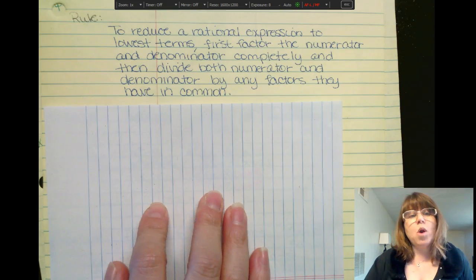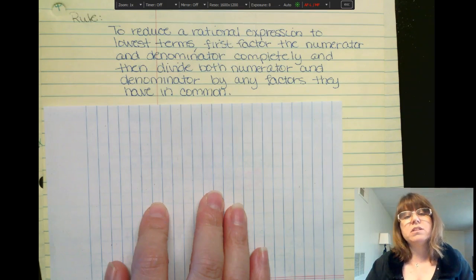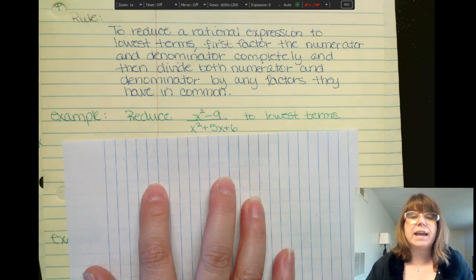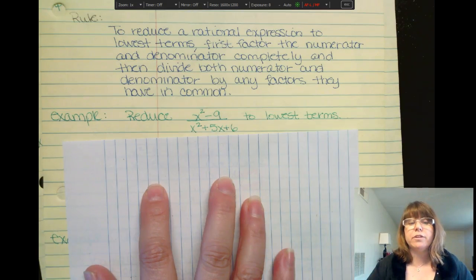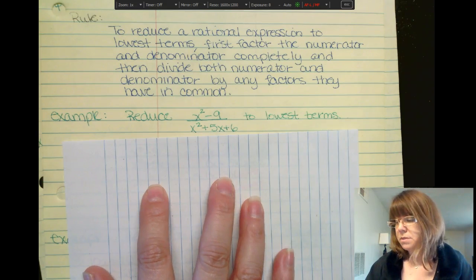So applying these properties, we can reduce rational expressions to the lowest term. So first I'm going to factor the numerator, I'm going to factor the denominator completely, and then I'm going to divide both the numerator and the denominator by any factors they have in common. For example, let's reduce x squared minus 9 all over x squared plus 5x plus 6, and we want to reduce this to its lowest terms.